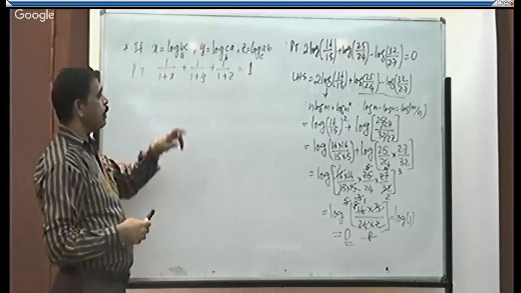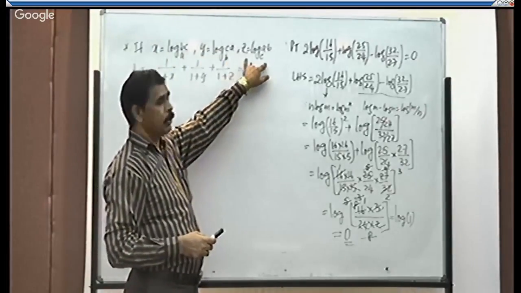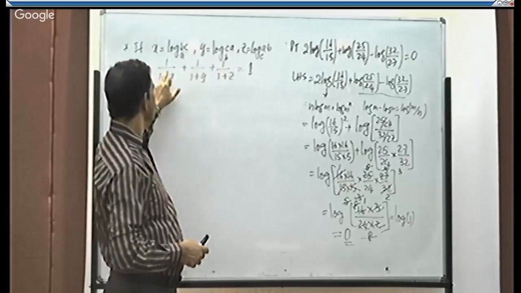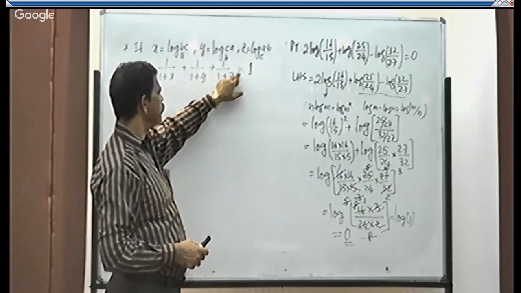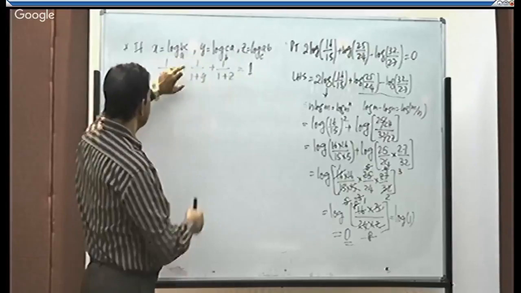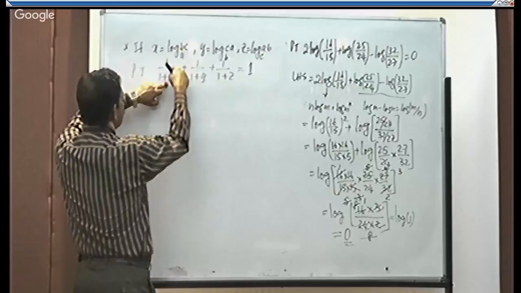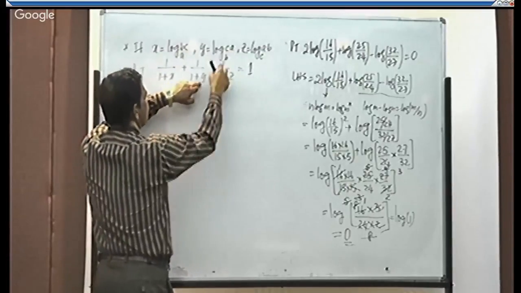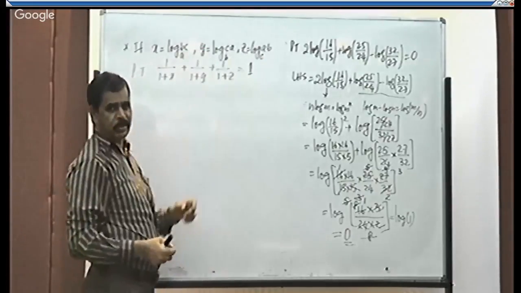Here they have given x value, y value, z value separately. With these x, y, z values, we need to prove that 1 by 1 plus x plus 1 by 1 plus y plus 1 by 1 plus z is equal to 1. Sometimes the same problem will be given like this. Prove that 1 divided by 1 plus, they will give in place of x, this term, plus 1 by 1 plus this, plus 1 by 1 plus this is equal to 1. They are one and the same.